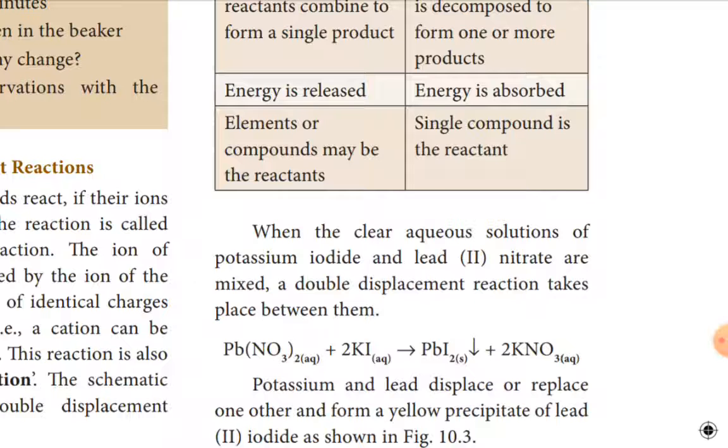Here in lead nitrate, the lead is going to be displaced or replaced by potassium. See, lead displaces potassium, and potassium displaces lead. So in the place of potassium, lead will be combined to give lead iodide. In the place of lead, potassium will occupy and give potassium nitrate. So this type of rearrangement of ions takes place to give the products.